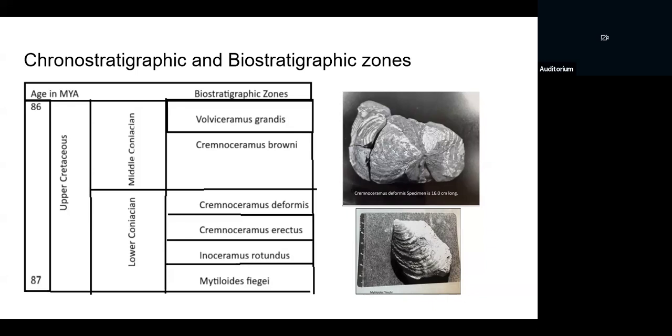So this one up here is a Cremniceramus deformis, which would tie in here. And then when you get into the middle Coniacian, you get these Cremniceramus browni and Vulviceramus grandis. These things get to the size of basketballs. So there's a gradual change as you go up in terms of the size and the shape of these inoceramid bivalves.